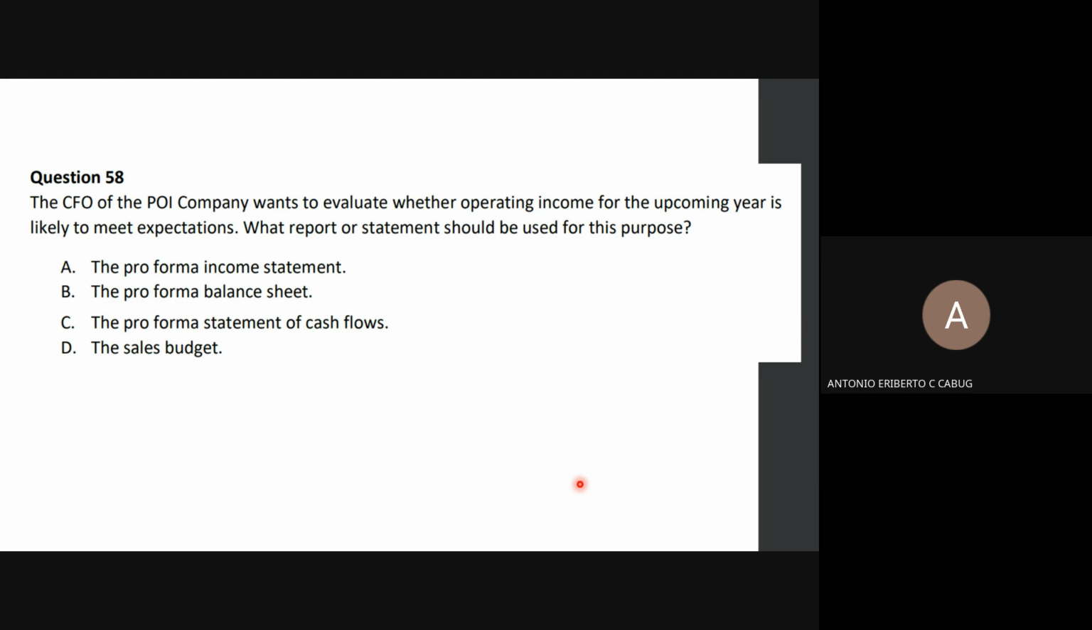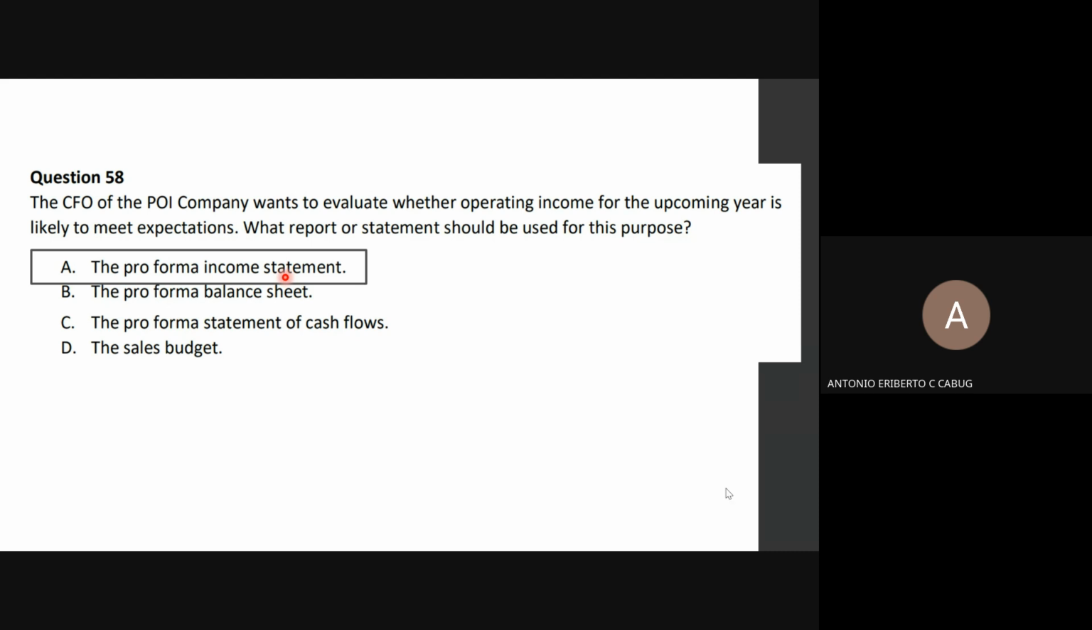Okay, obviously, when profit is being discussed, it should be based on the pro forma income statement. So what should be used? The pro forma income statement. When we say pro forma income statement, we're talking about the income statement that is expected to happen in the next period or future. The pro forma income statement is the income statement of the future period.